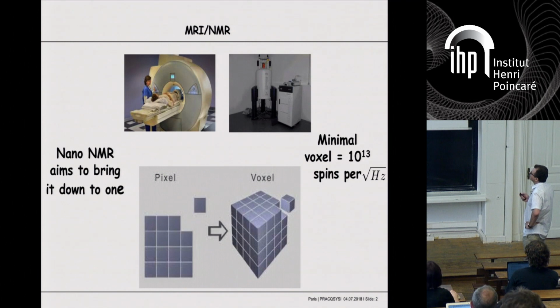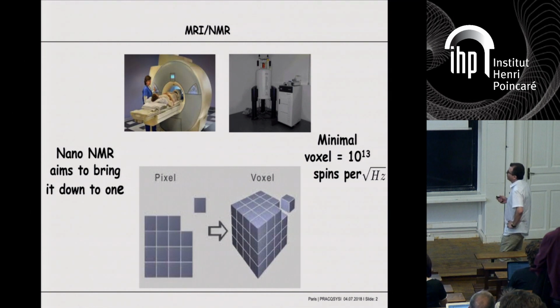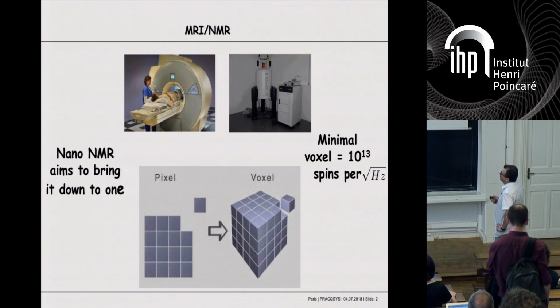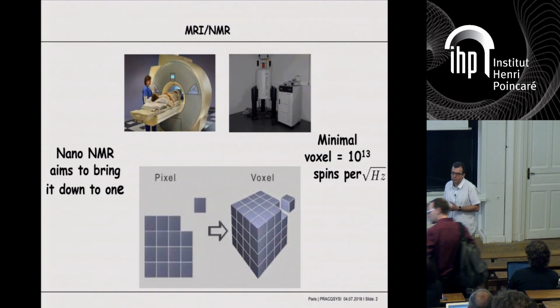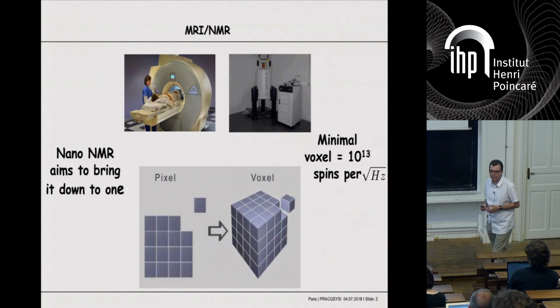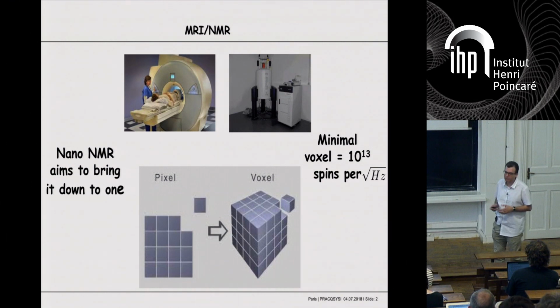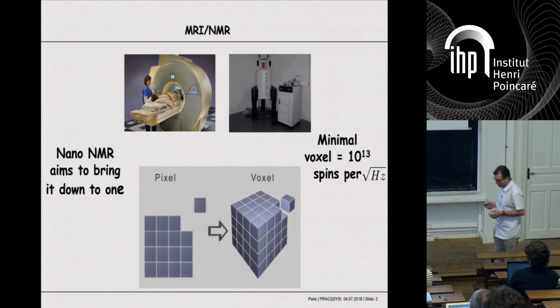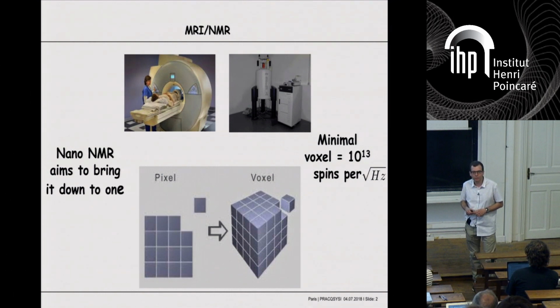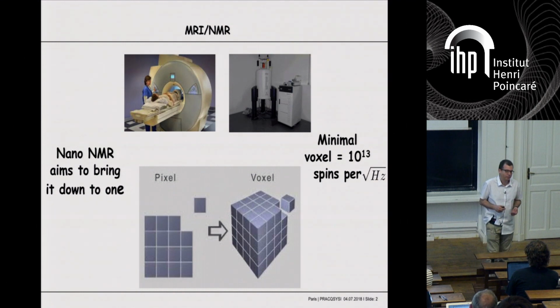What you see here is an NMR machine, and its clinical analog, the MRI machine. In the end, the MRI machine gives you a three-dimensional picture, which is based on voxels. The size of the minimal voxel per square root of hertz is around 10 to the 13 spins. What the nano NMR setting wants to do, the final goal, is to decrease the minimal number of spins down to a single spin.